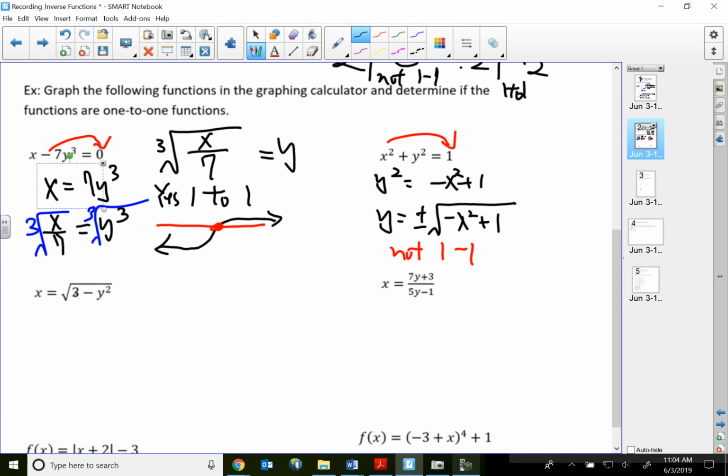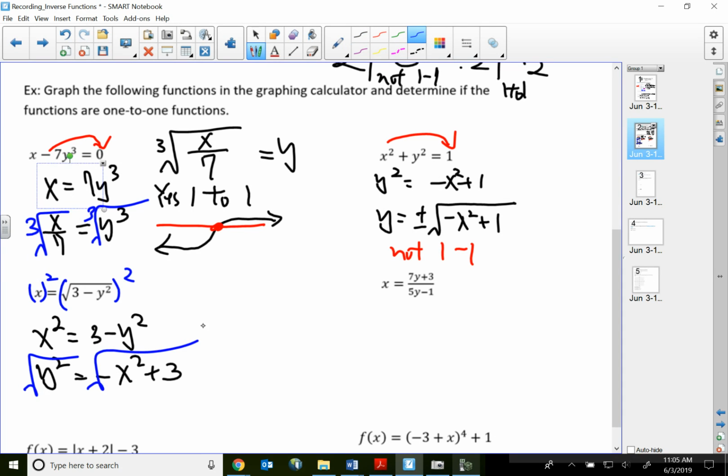All right, let me square both sides here first so I can get y by itself. So this is going to be x squared equal to 3 minus y squared. All right, move the y squared to the left, x squared to the right. So that will be y squared equal to negative x squared plus 3. So take a square root on both sides. My y is again going to equal positive negative square root of negative x squared plus 3.